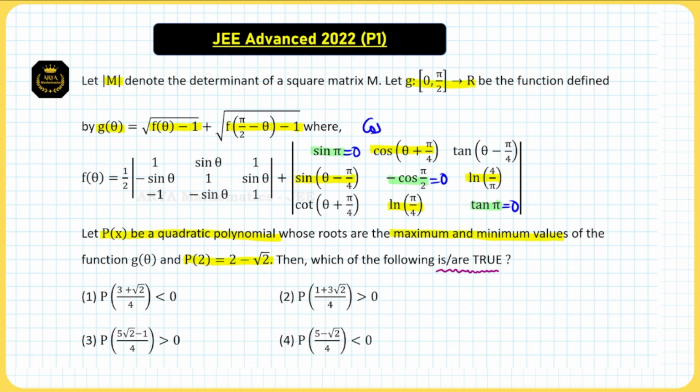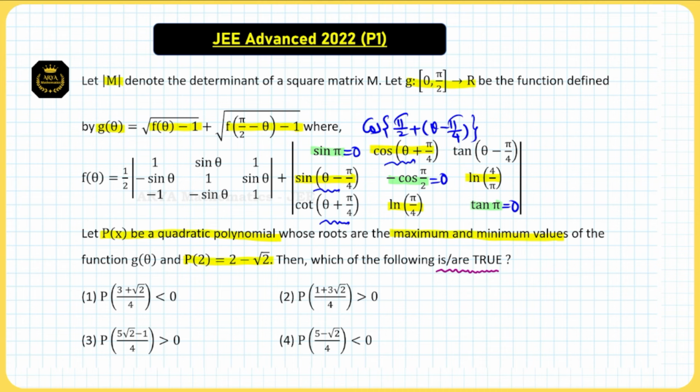Now cos theta plus pi by 4, this one can write as pi by 2 plus theta minus pi by 4. And now cos of 90 plus theta is minus sin theta. So basically this element is negative of this one. And similarly, tan theta minus pi by 4 will be negative of cot theta plus pi by 4.